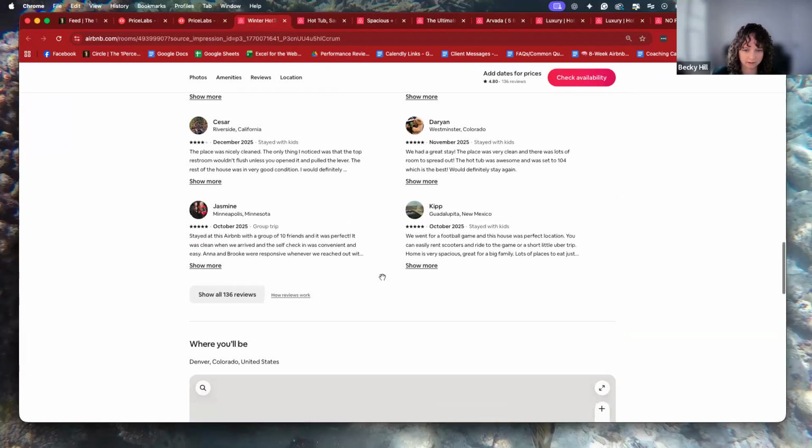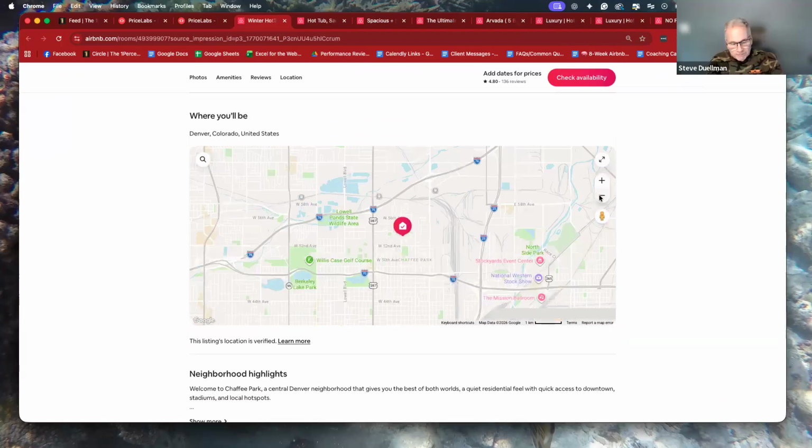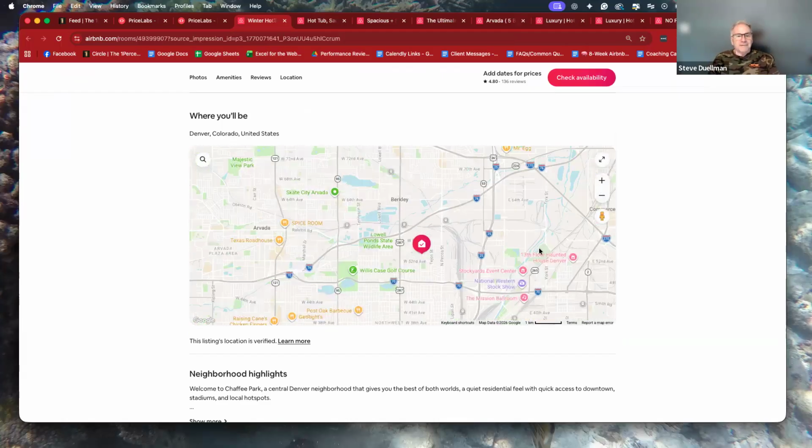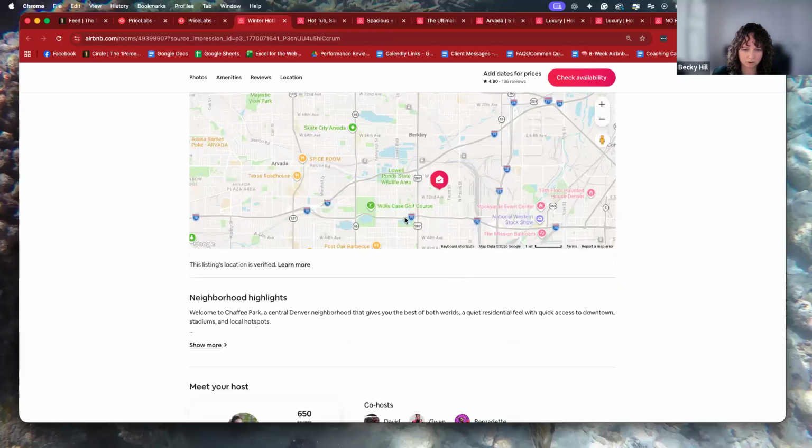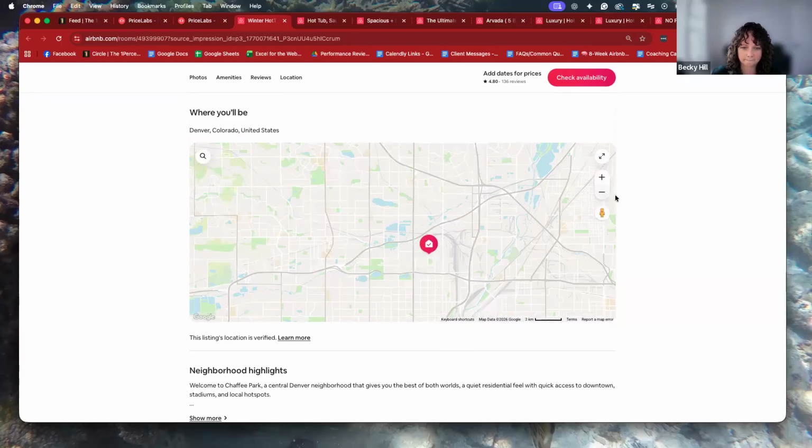Goodness, I like hot tubs. Everybody's got a hot tub. Everyone's got a hot tub. Okay, this one isn't too bad. The property's up here. This one's not too far away. It's not quite crossing. This is the highway, this Highway 70 here, is what I'm not wanting to cross.